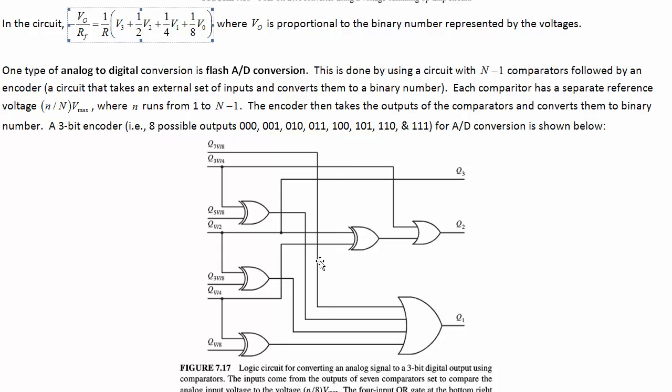Where does this one go? This goes right into that OR gate. Okay, so all of the inputs to all of the gates are just 0, and so we get 0, 0, 0. That worked. Now let's pick another voltage level.